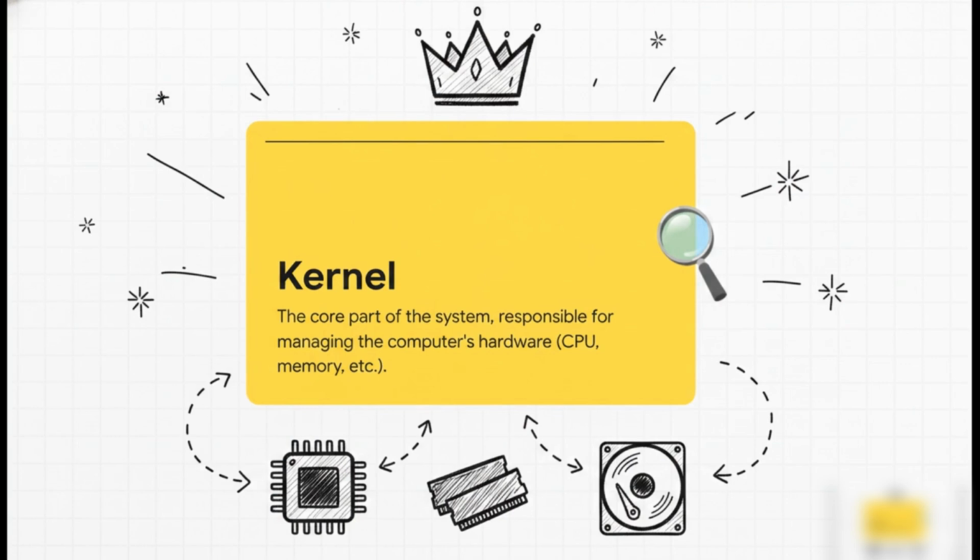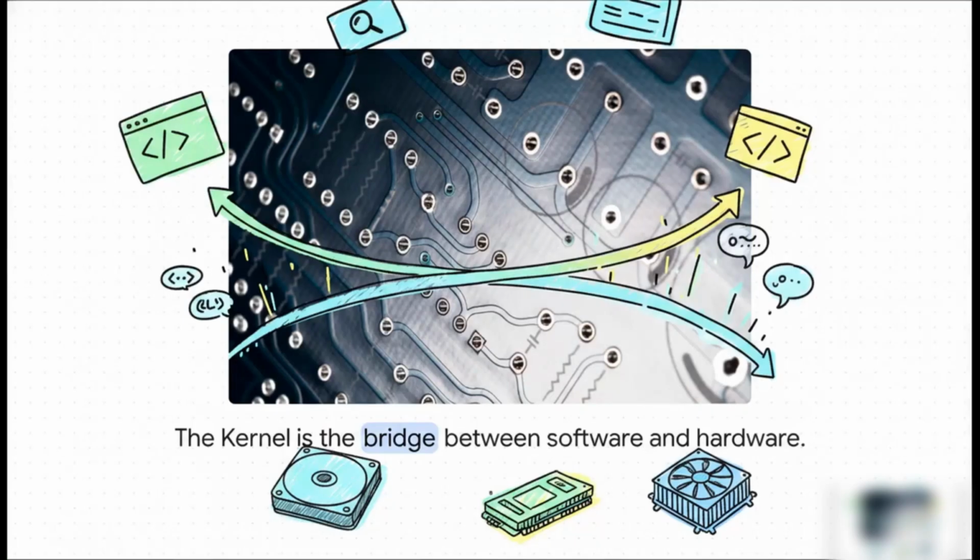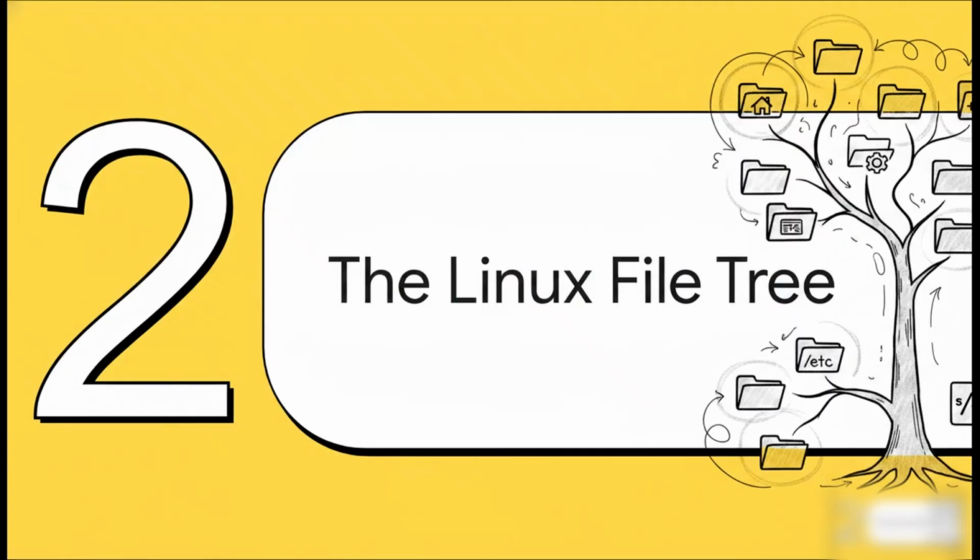Okay, so what does the kernel actually do? Well, think of it as the master manager. It's the big boss in charge of all the computer's physical hardware. We're talking the processor, the memory, the storage drives. Every single piece of hardware ultimately reports to the kernel. Probably the best way to think about the kernel is as a bridge. See, your software, like your web browser or a game, can't just talk directly to your physical hardware. It doesn't speak the same language. The kernel acts as the ultimate interpreter, translating what the software wants into instructions that the hardware can actually understand and carry out.